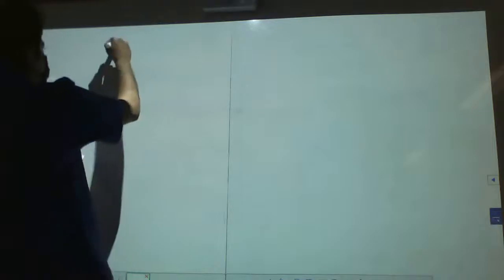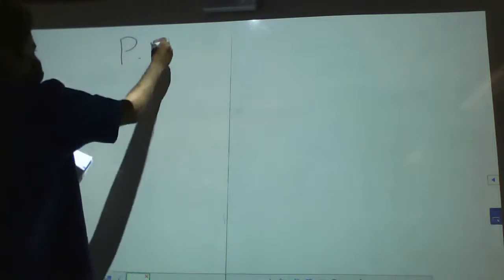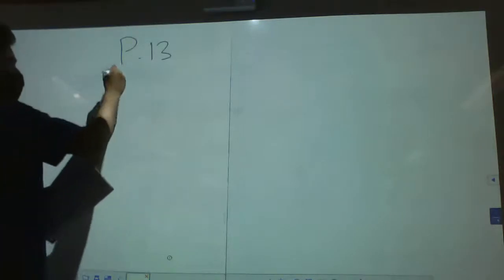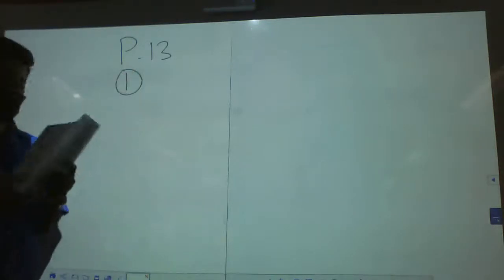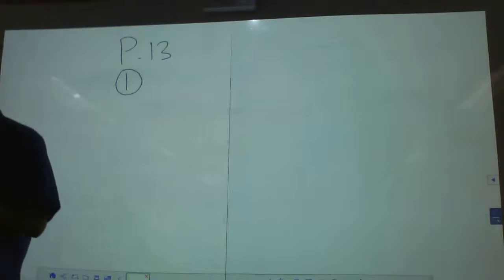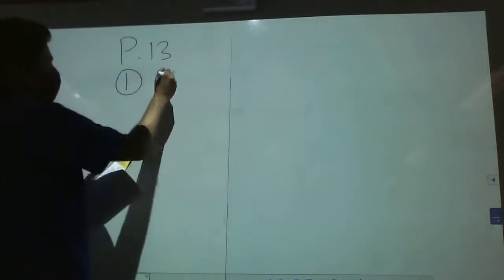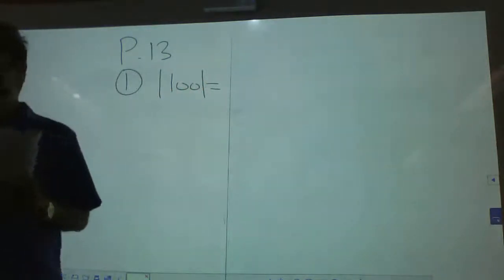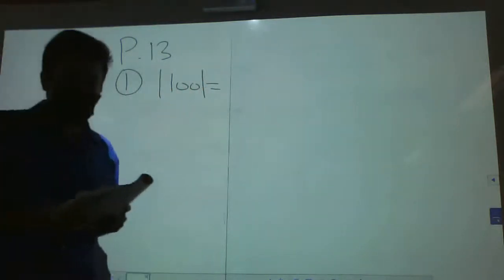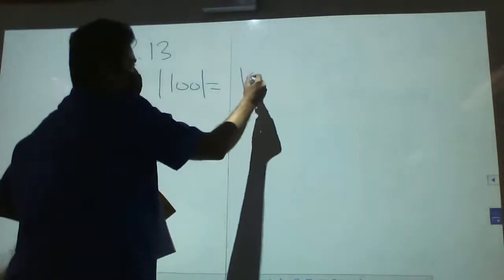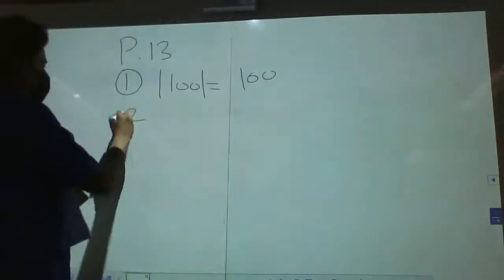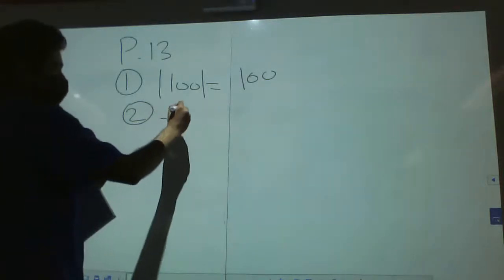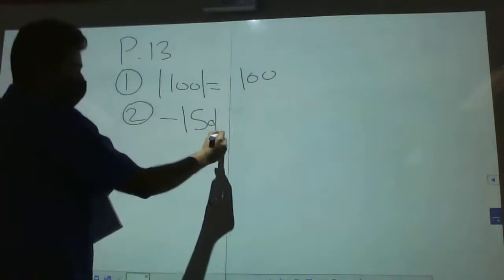Okay. So page 13, right? Number one, what do we have to do? It is practice now. We have to find the values, right? Number one, it is absolute of 100. What is the answer of this one? Absolute of 100 is also 100, right? Number two, we have minus and 50.